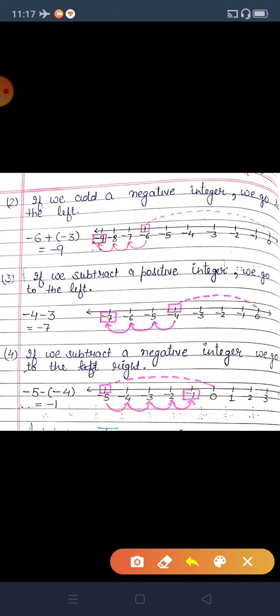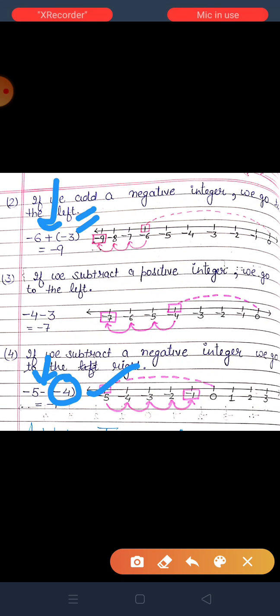So what will you do? You will go to the right side. First of all, we will reach minus 5. Then you are given minus 4. The minus sign is there, so you have to go to the right side. Whenever there is a plus sign you have to go to the left, and whenever there is a minus sign you have to go to the right.